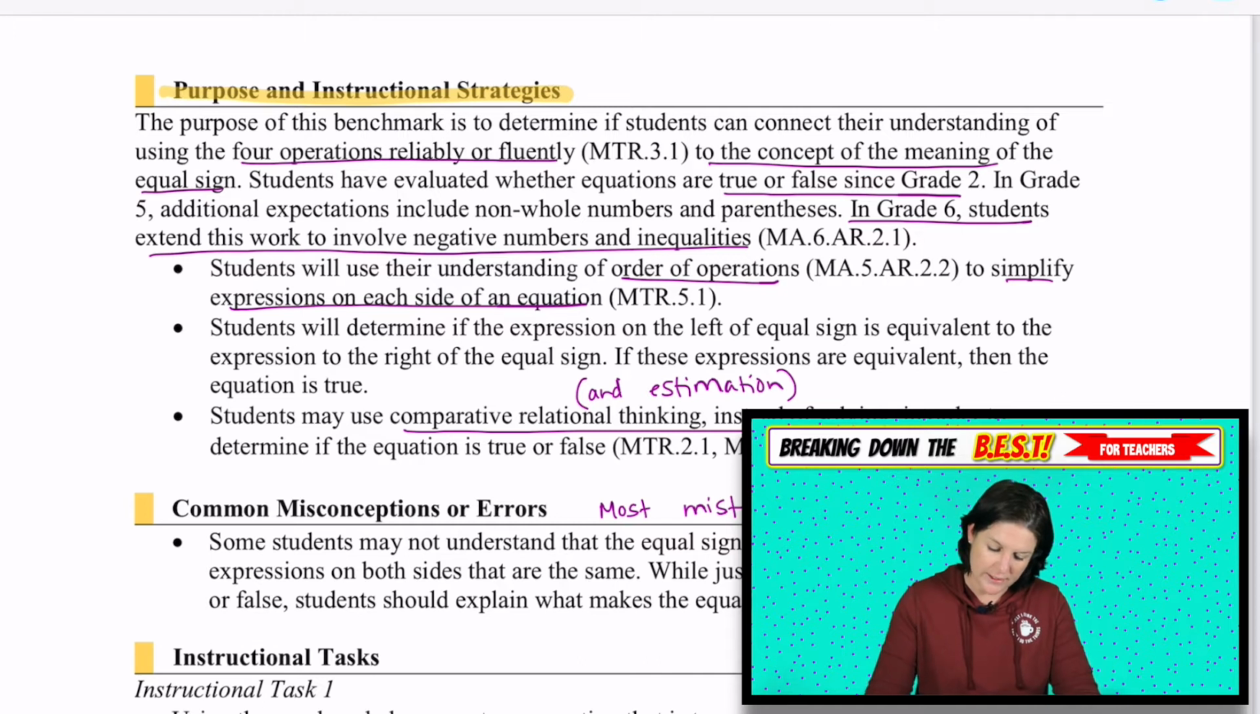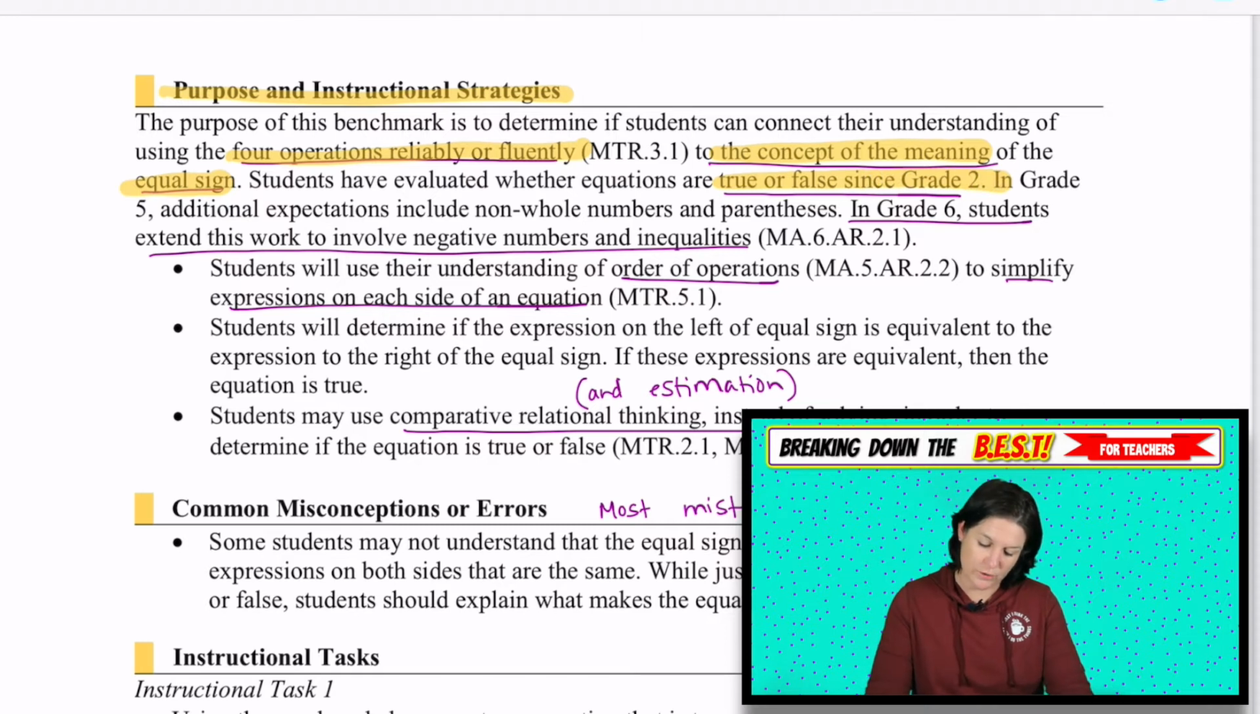As we scroll down to the purpose and instructional strategies, let me just point out some of the things that jumped out at me is that this benchmark is to connect basically everything that they've learned about the four operations and be able to perform these tasks reliably and fluently, to understand the meaning of the equal sign. It says here that students have had true and false equations in 2nd grade, and in 6th grade, like we said, they'll extend this with negative numbers too, and inequalities.